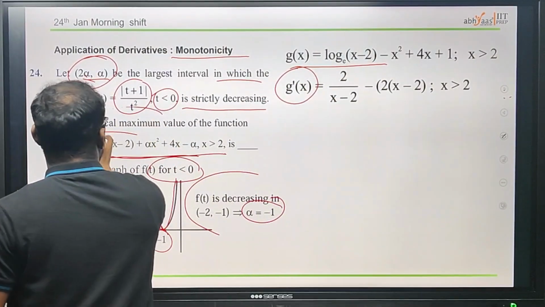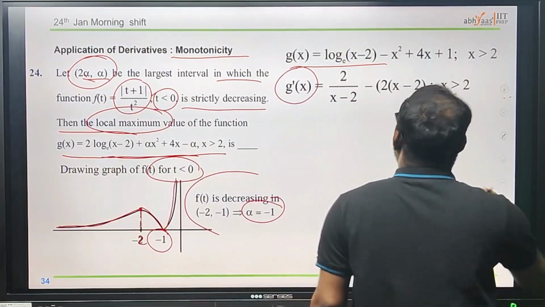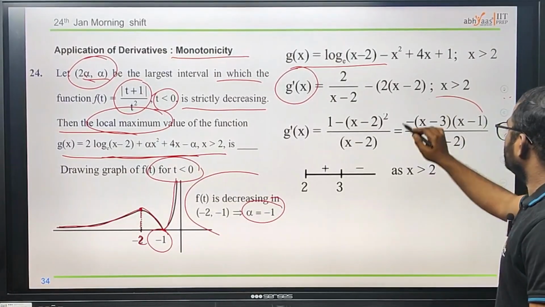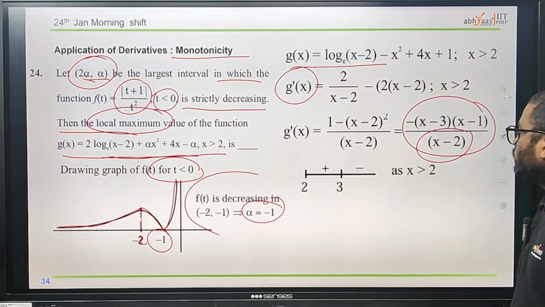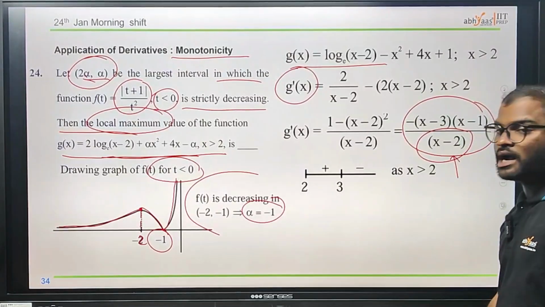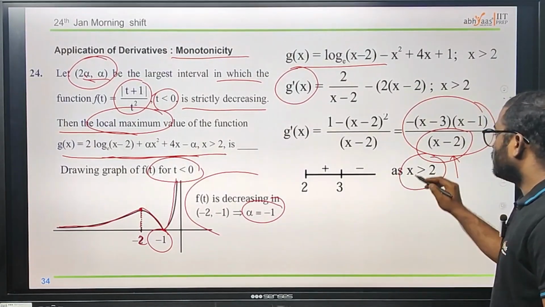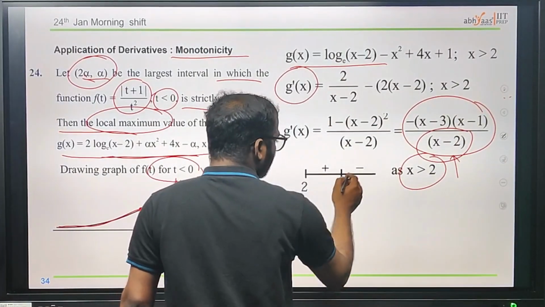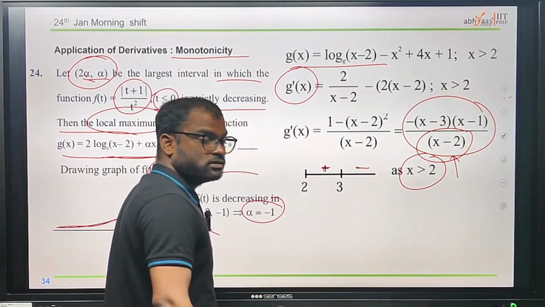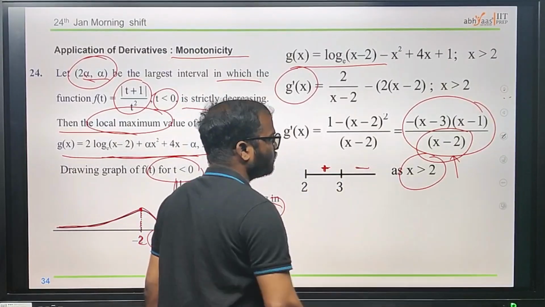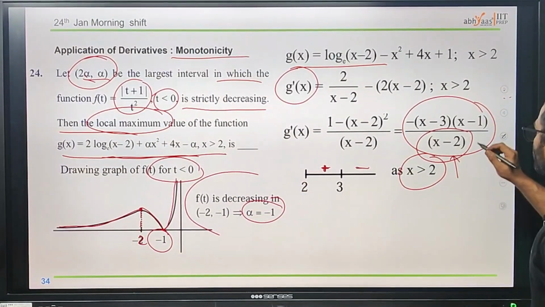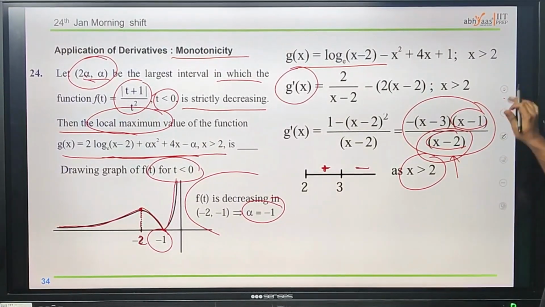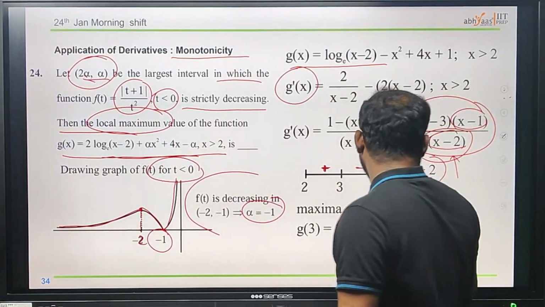Since we need to find the local maxima, we need to check the critical point. Setting it equal to 0, we need to ignore this point because it will be undefined. For that reason x must be greater than 2 in all cases. We cannot include this one, we can include 1 and 3. Therefore we got the maximum occurs at 3.